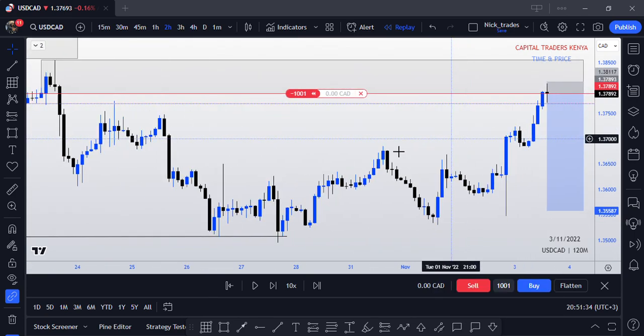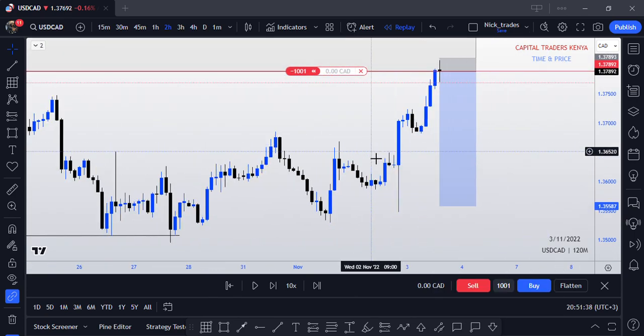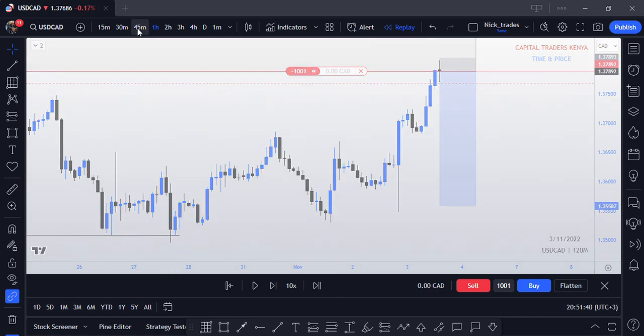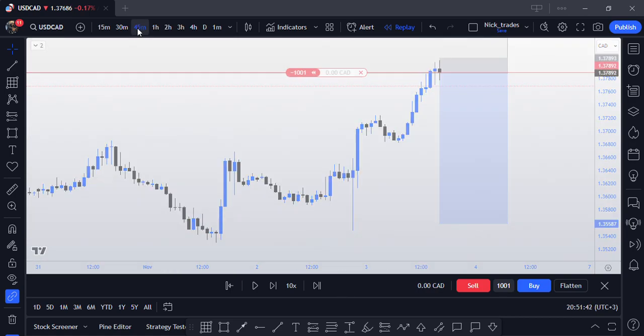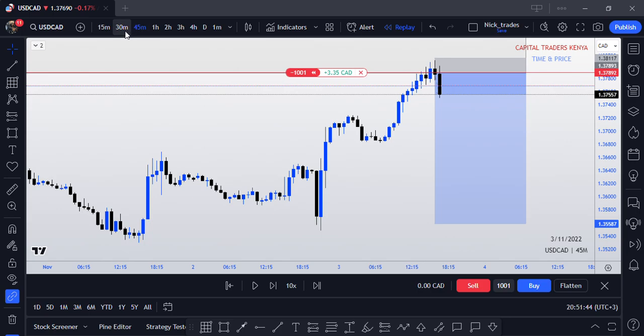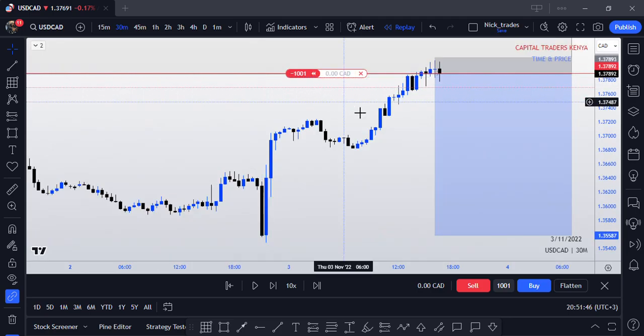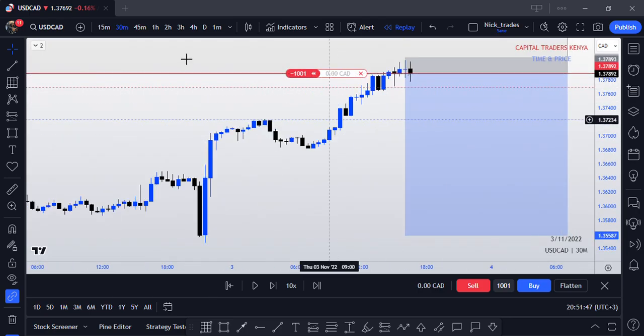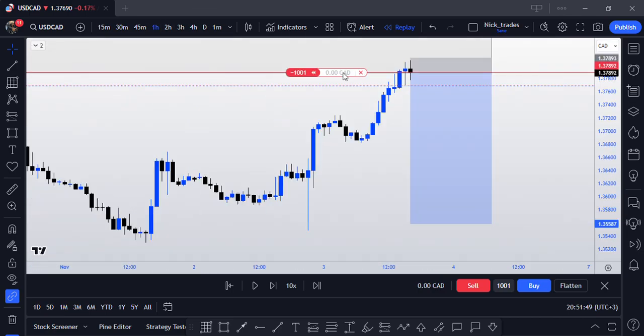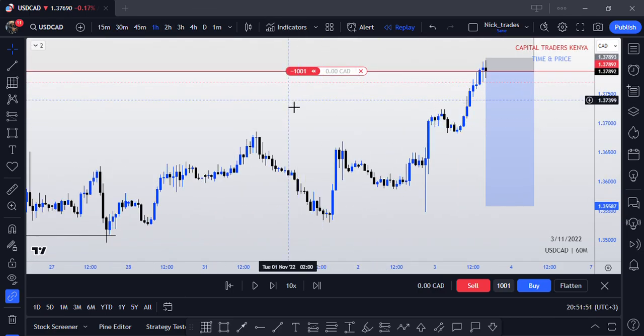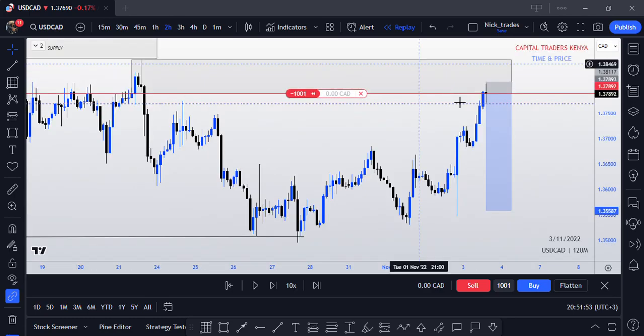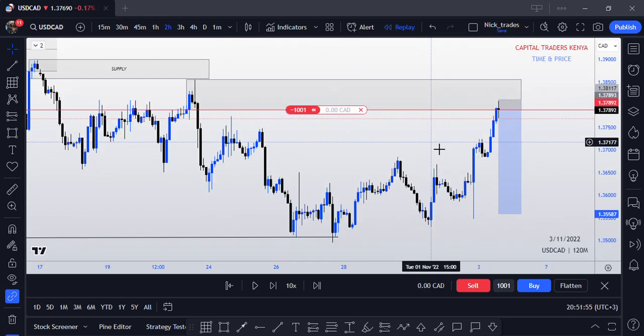It closed with that indecision during New York session open. The 1 hour, the same thing. Let's look at lower time frames. I told you, the more time frames that give you the same idea, the more likely the trade is going to hold. The more time frames supporting your idea, the higher probability the trade. So price has already traded the zone.